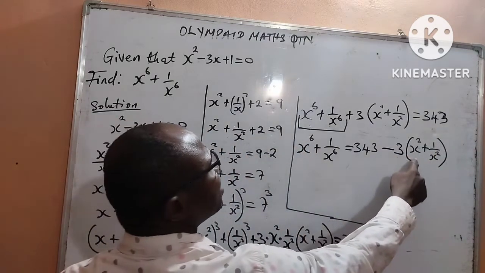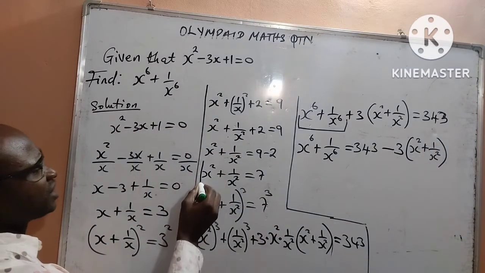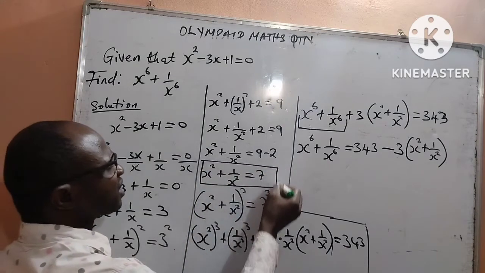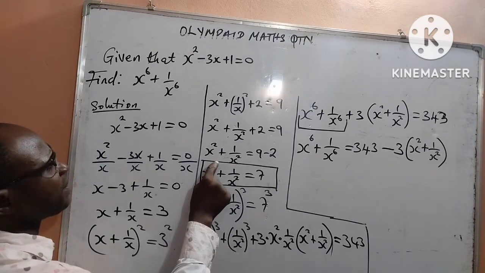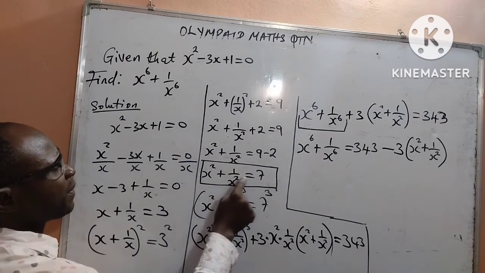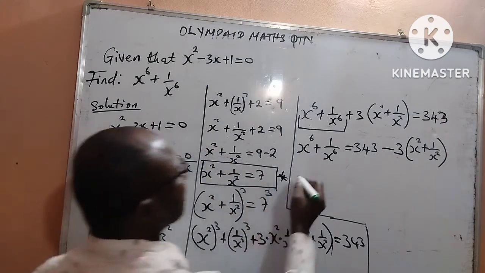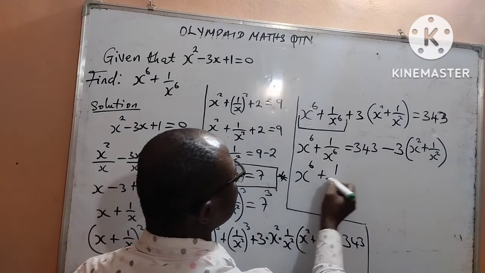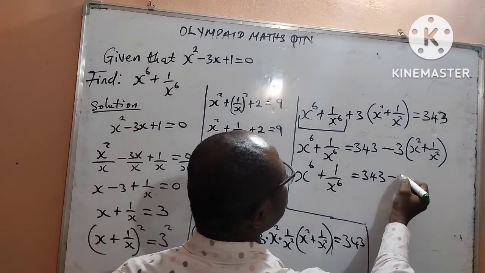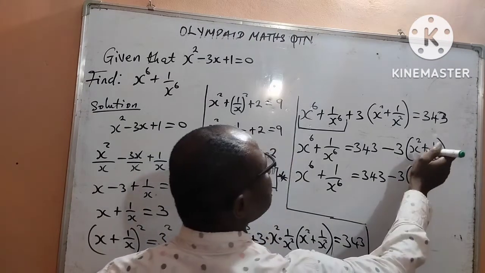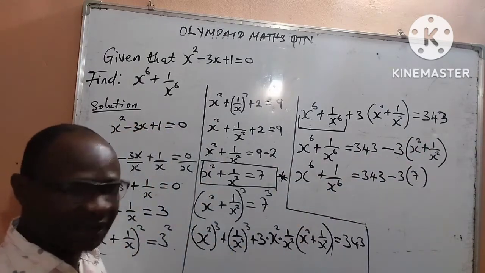But I got this x to the power 2 plus 1 all over x to the power 2 here. Look at where I got it, and I got it to be equal to 7. So life is beautiful here. You can agree with me that where I see x to the power 2 plus 1 all over x to the power 2, I will replace it with the 7 since it is equal to 7 at this point. Therefore, I can now write x to the power 6 plus 1 all over x to the power 6 is equal to 343 minus 3 into 7. So I have now replaced this with the 7, according to what we got here.